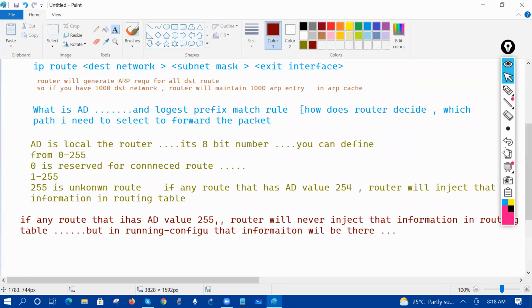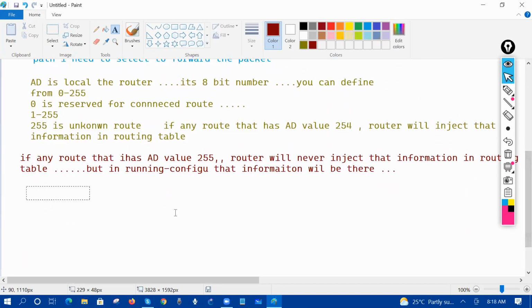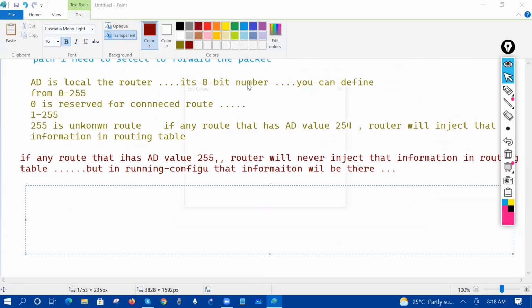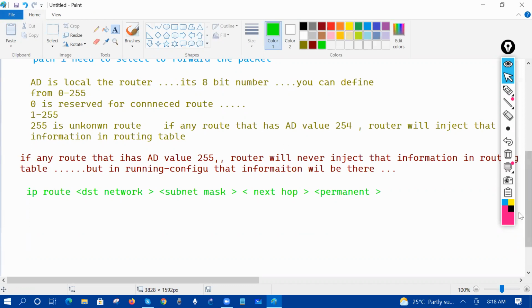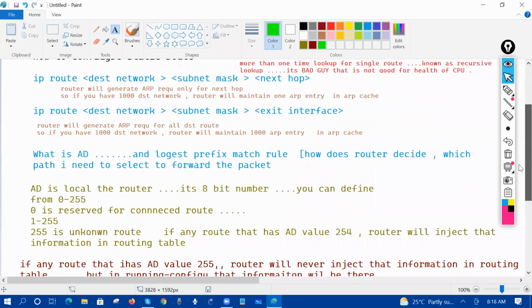It avoids waste of memory and waste of CPU. Also, we have seen one more command in static routing: IP route, destination network, subnet mask, next hop, or we can call this the exit interface as well, and then use the permanent keyword. Let me know if you have any questions from this line. Give one minute.